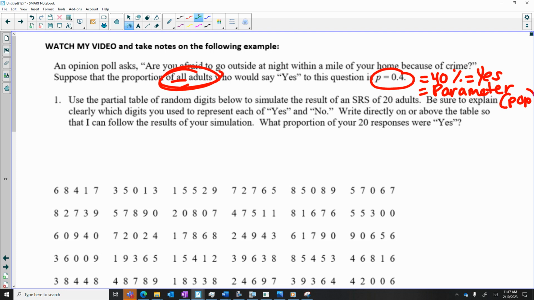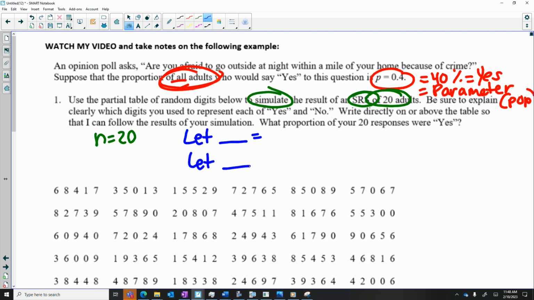So the sample is n equals 20. Write that down. And we are going to do a simple random sample, SRS, using a table of random digits. This is actually review from when we did SRS with a table of random digits. It says, be sure to explain clearly which digits you use to represent yes and no. If you remember when we did simulation, we would create a key, and we would let certain digits represent one phenomenon and certain digits represent the other phenomenon.